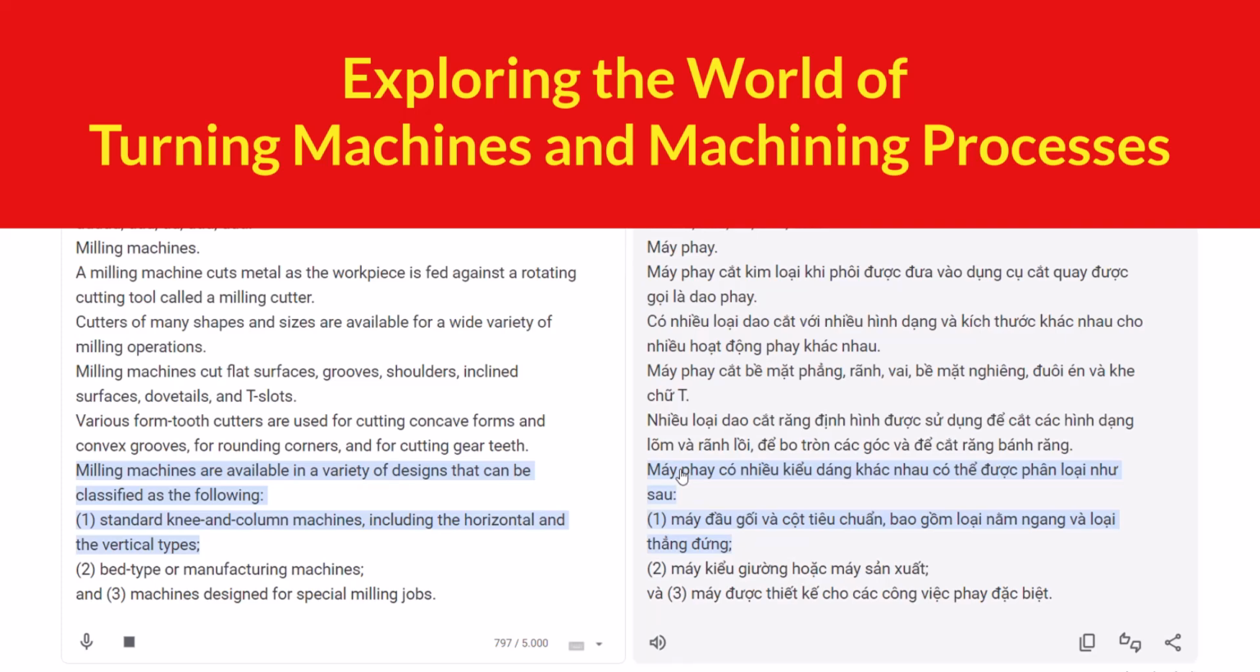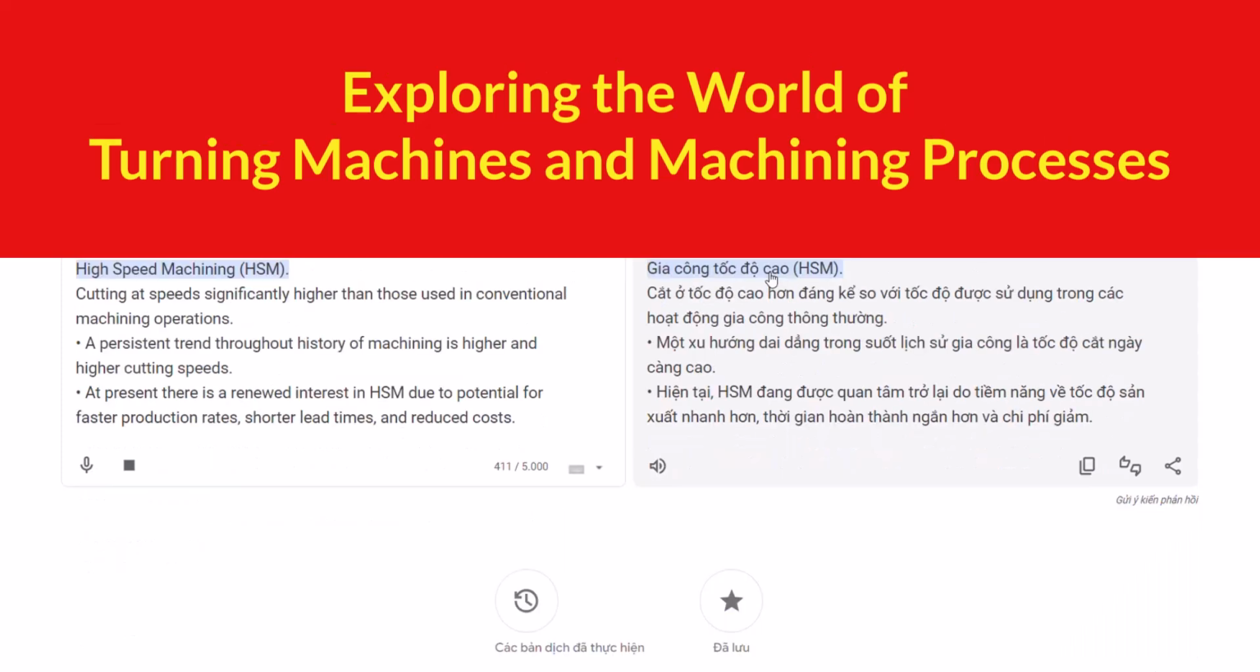1. Standard knee and column machines, including the horizontal and the vertical types. 2. Bed type or manufacturing machines. And 3. Machines designed for special milling jobs.